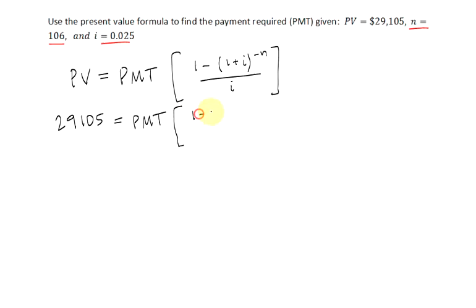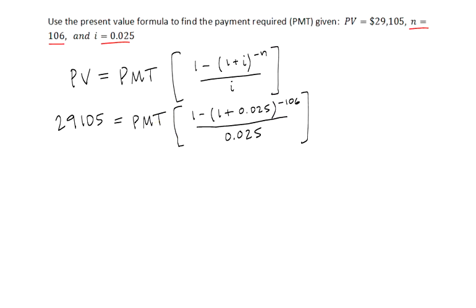In brackets, I have 1 minus 1 plus I, which is equal to 0.025. For the exponent, negative n, another way that we can read that is the opposite of n. In this case, since n is 106, we're going to state our exponent as being negative 106. And then we're going to divide all that by I, which again is 0.025. So here we have a situation where we want to solve for payment, meaning that we want to get PMT on one side of the equal sign all by itself.